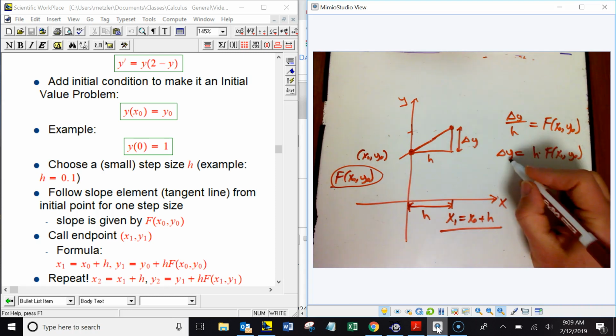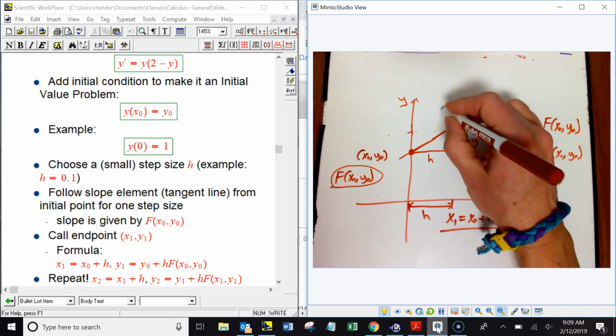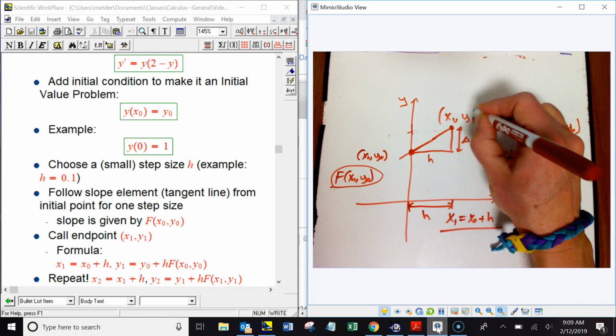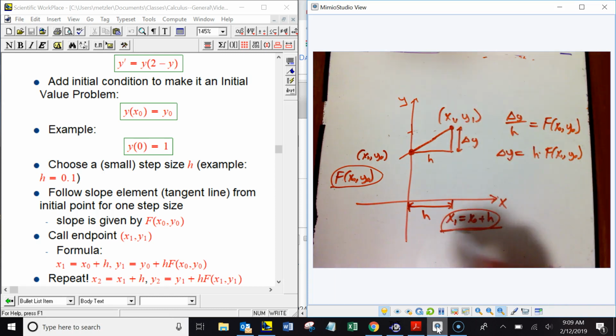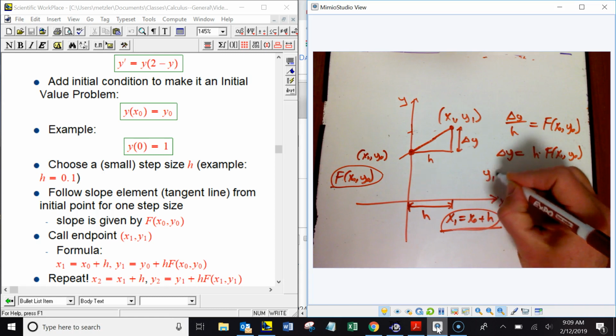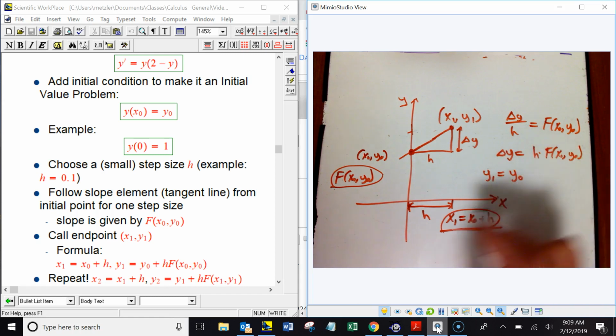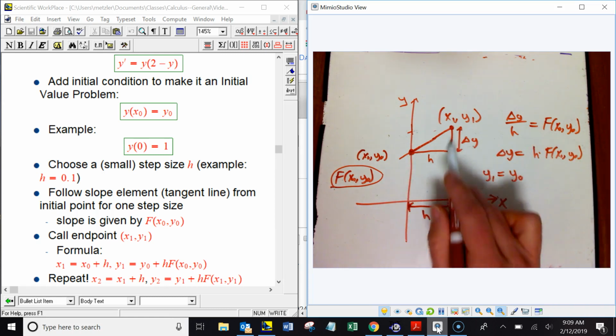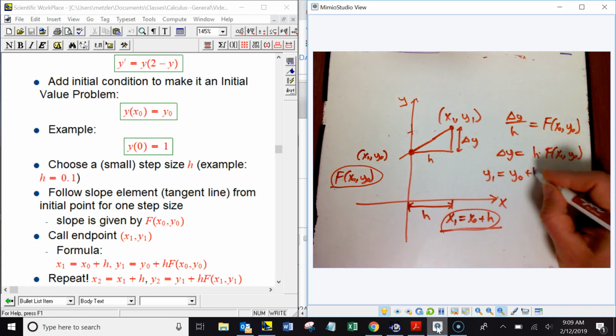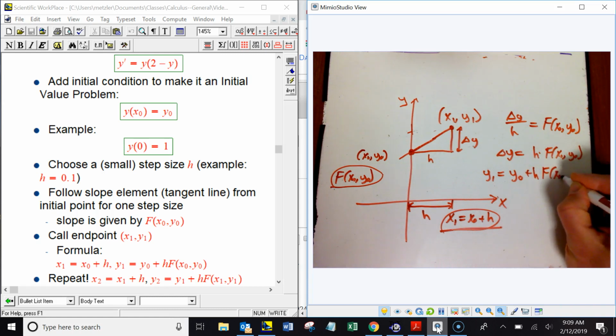Okay, but that's the change in y. So this point should have coordinates x1, y1. We already know what x1 is, and y1 is going to be more complicated. That's whatever height you started at, plus the delta y, and so plus h times f of x0, y0. Great.